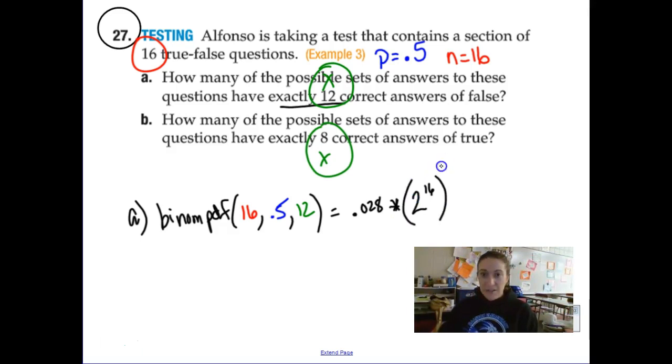So that right there, this is how many ways we could answer the test. I should say how many ways we could bubble in the test. So if I type this on my calculator, the 2 to the 16th power times this teeny tiny probability, then I get approximately, and I don't know if it's exact, 1,820 sets.